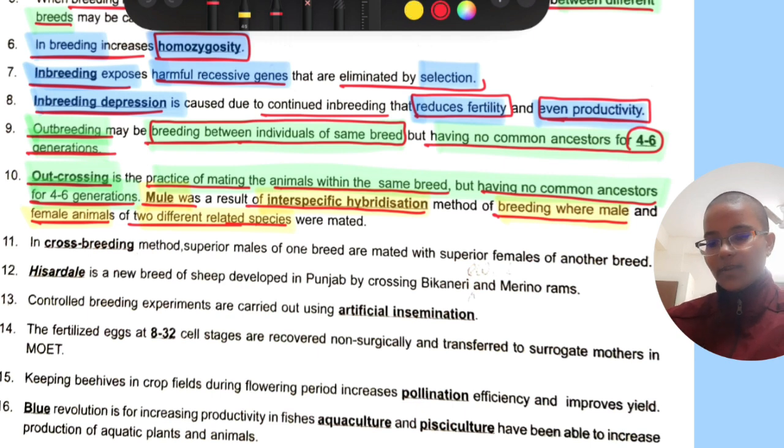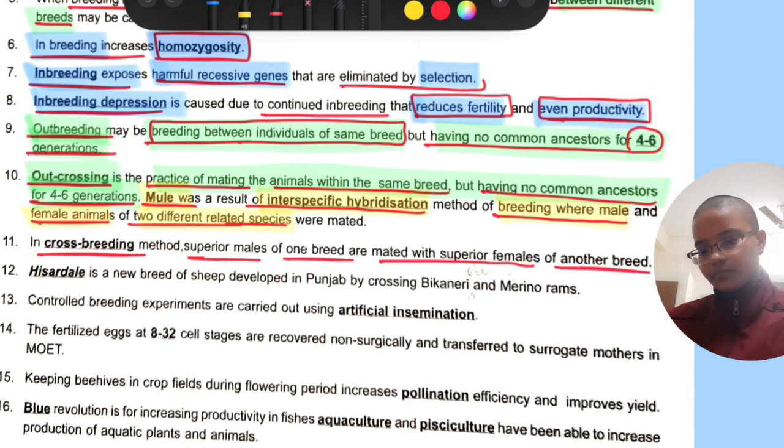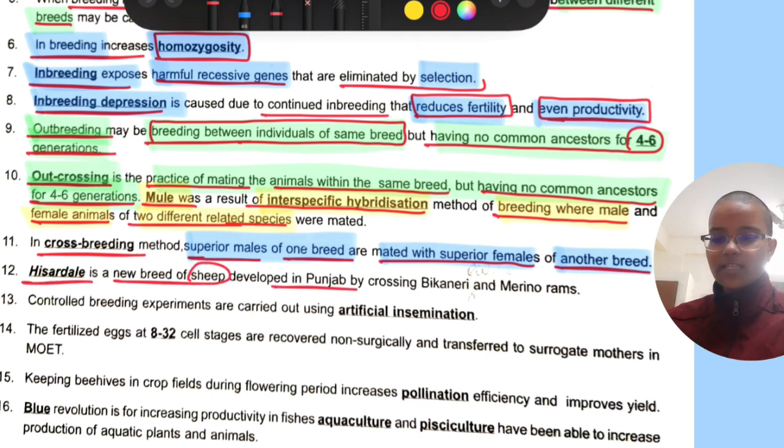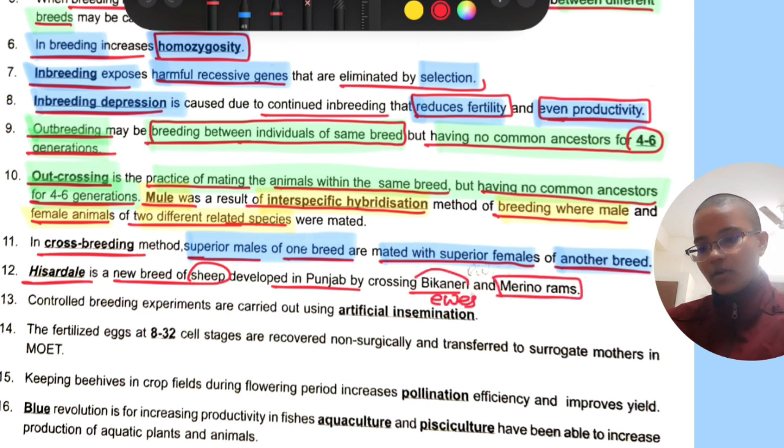In crossbreeding methods, superior males of one breed are mated with the superior females of another breed. Hisardale is a new breed of sheep developed in Punjab by crossing Bikaneri ewes and Merino rams. You have to learn the facts for your exams.